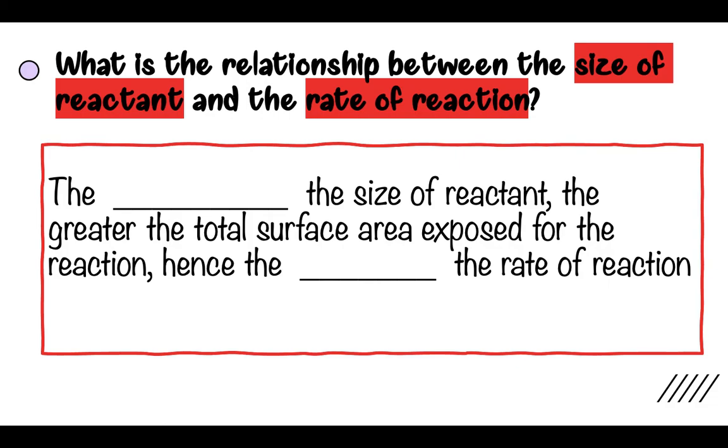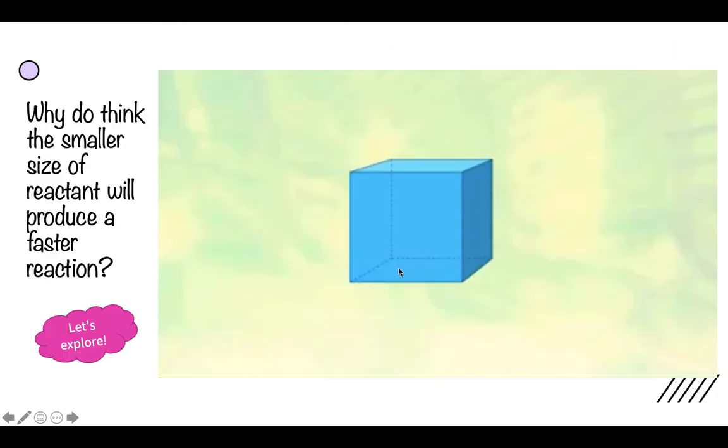Okay, so what is the relationship between the size of reactant and the rate of reaction? Okay, look here, the keyword is here, the greater total surface area. Must be vice versa with the size. So if greater surface area, the size must be smaller. Okay, so the smaller the size of reactant, the greater the total surface area exposed for the reaction, hence the rate of reaction will be higher.